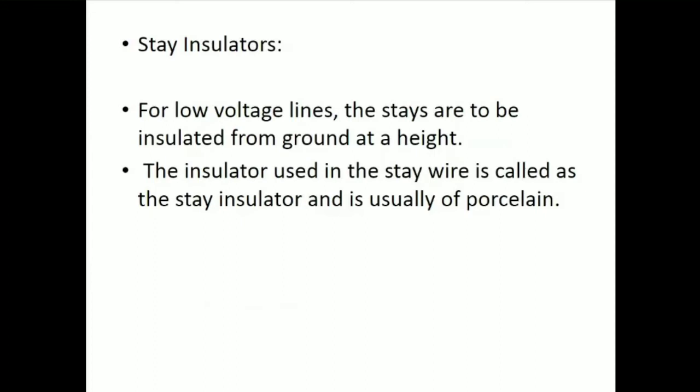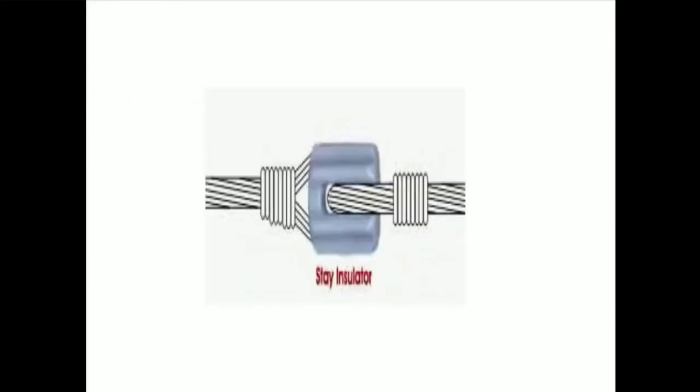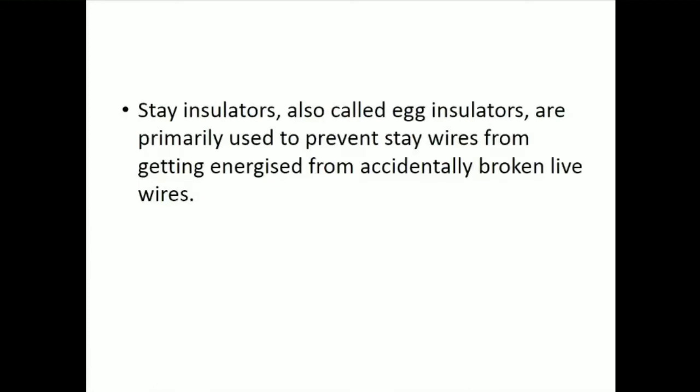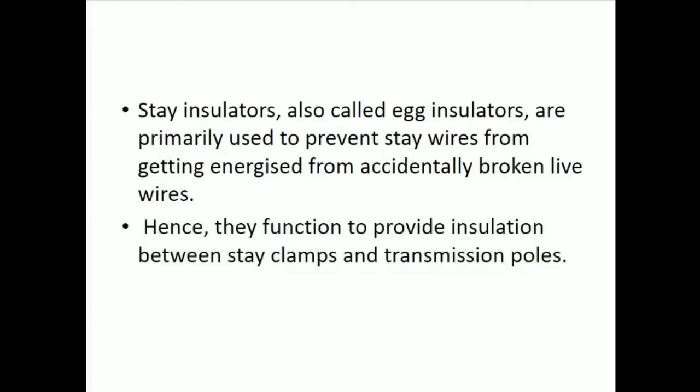Stay insulator. For low voltage lines, the stays are to be insulated from ground at a height. The insulator used in the stay wire is called a stay insulator and is usually of porcelain. This is the picture of a stay insulator. In the stay wire, actually it is being provided. The stay insulators, also called egg insulators, are primarily used to prevent stay wires from getting energized from accidentally broken live wires. Hence, they function to provide insulation between stay clamps and transmission points.